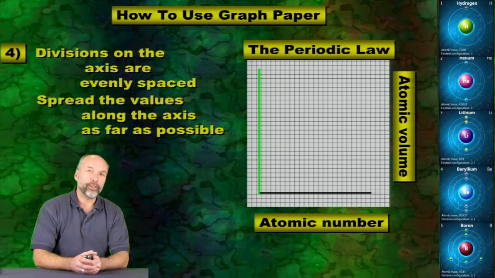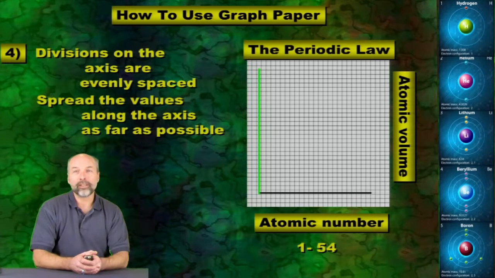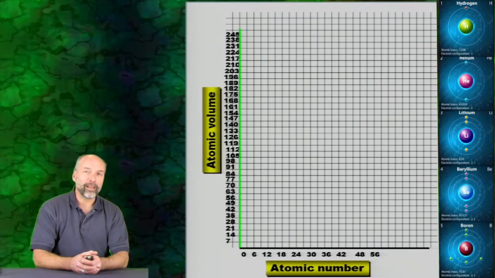All right, how'd you do? Hopefully you're using pencil and not a pen, because when you make mistakes, it's a mess. Well, here's what my graph paper looked like when it was all said and done. I want to take 54 data points for the x-axis. I want to take 244 data points for the atomic volume. How do you make that work on these graph sheets? This is what I came up with.